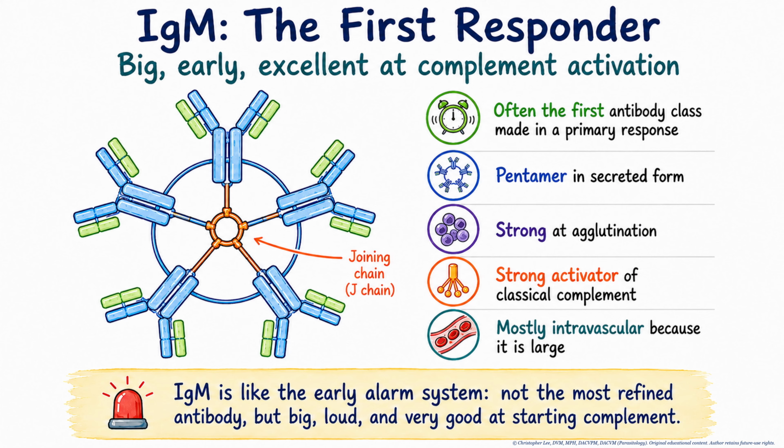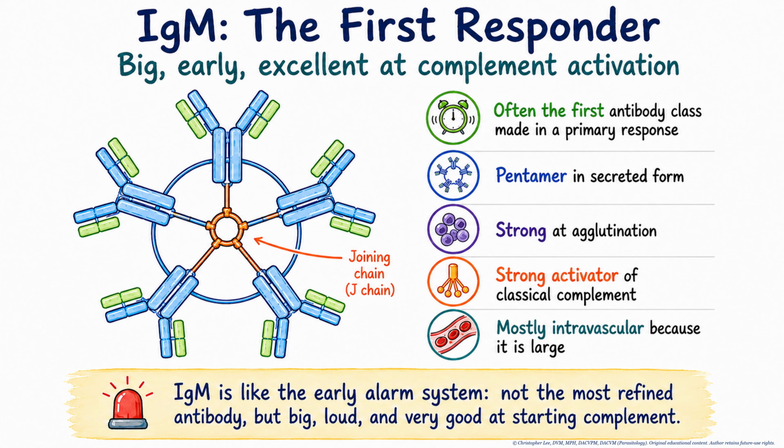IgM is the first responder. In a primary response, IgM is often the first antibody class made before class switching and affinity maturation refine the response. As a secreted antibody, IgM is usually a pentamer, 5 Y-shaped antibody units connected by a joining chain or J chain. This structure makes IgM big and gives it a lot of binding sites. Because of that, IgM is excellent at agglutination, which means it clusters antigens together. It is also a strong activator of the classical complement pathway.